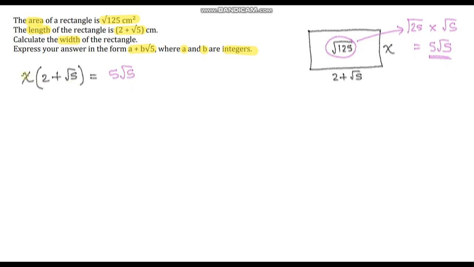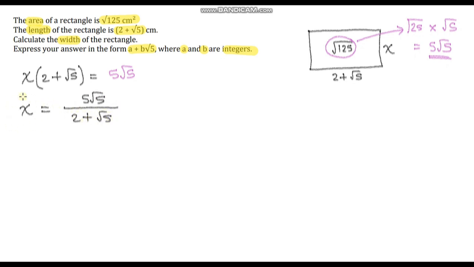Now we've got an equation here with x. We need to calculate x. At the moment, we are multiplying by all of this. So to get x on its own, we can just divide by this expression. So let's do another line of working. We're going to have x is equal to 5 root 5, all of that over 2 plus root 5.